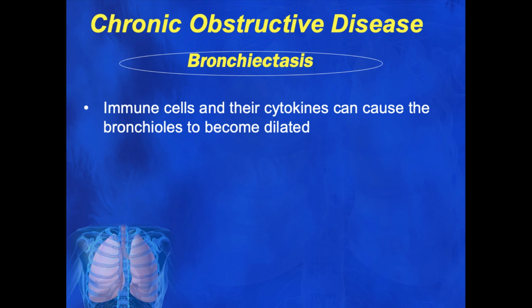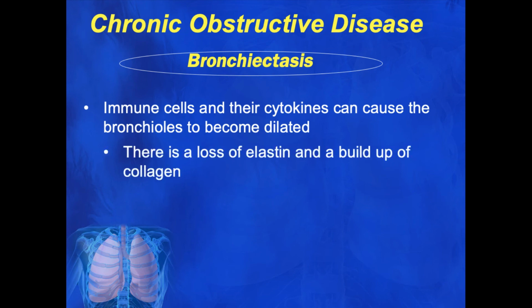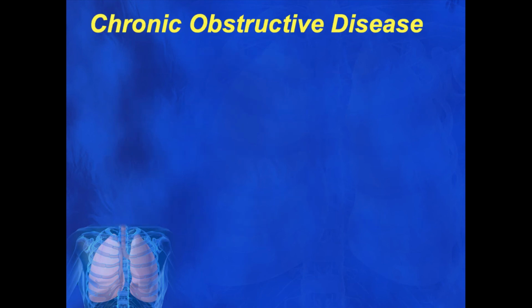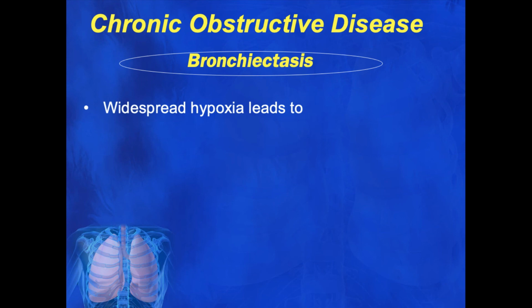Immune cells and their cytokines can cause the bronchioles to become dilated. There's a loss of elastin and a buildup of collagen. The lungs are not as compliant or stretchy anymore, and the patient has recurrent infections because these bronchioles are dilated and there's stasis in the airways. So the air is not moving, things are not moving like they're supposed to.